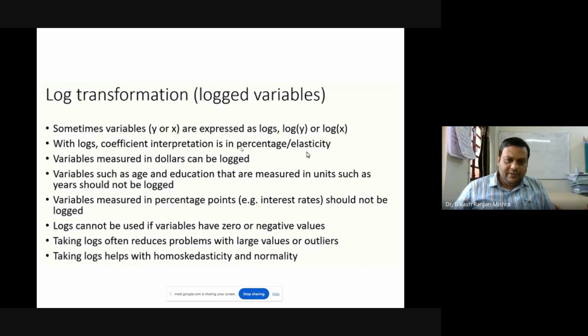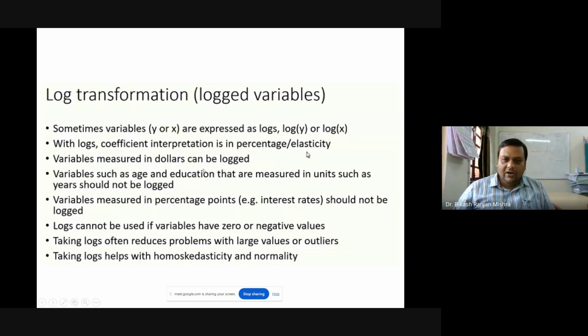Next point is that variables such as age and education, which are measured in years, should not be logged, because there is no point in converting 54 years or 74 years or 34 years to logarithmic transformations. It will be of no value. The same is the case when variables are already in percentage, such as an interest rate or a performance level, or when an index is measured. Converting the index to a logarithmic transformation is again of no use.